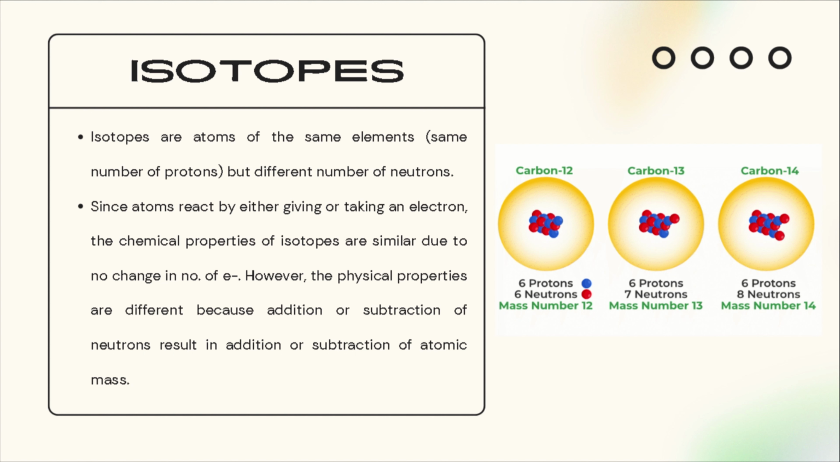As you can see on the side, I have example of carbon 12, carbon 13, and carbon 14. In the first, carbon 12, we have 6 protons and 6 neutrons, which means mass number is 12. The second, we have 6 protons and 7 neutrons, which is mass number 13. And in carbon 14, we have 6 protons and 8 neutrons, mass being 14.